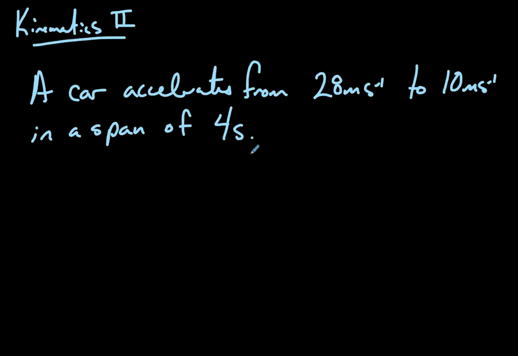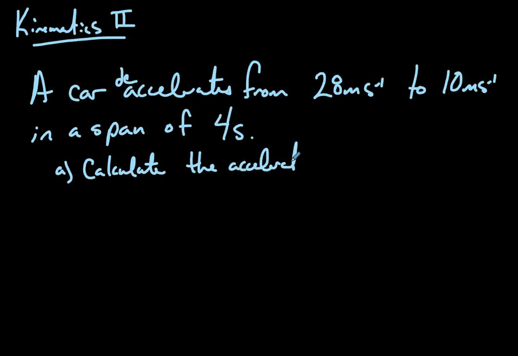A car accelerates from 28 meters per second to 10 meters per second. Often people would say decelerates, that's fine, I don't care. It's slowing down, in a span of 4 seconds. A: Calculate the acceleration of the vehicle.